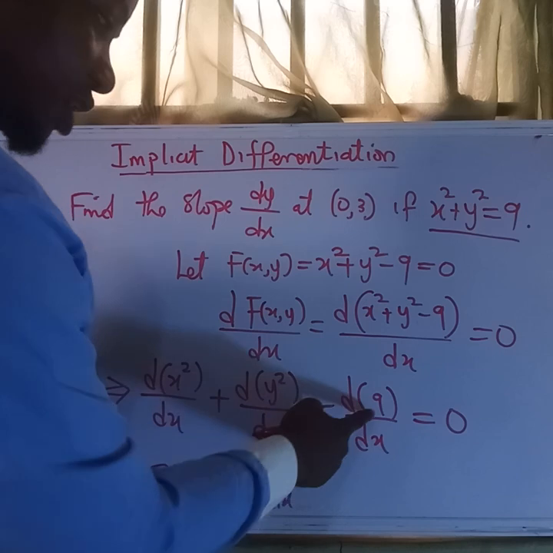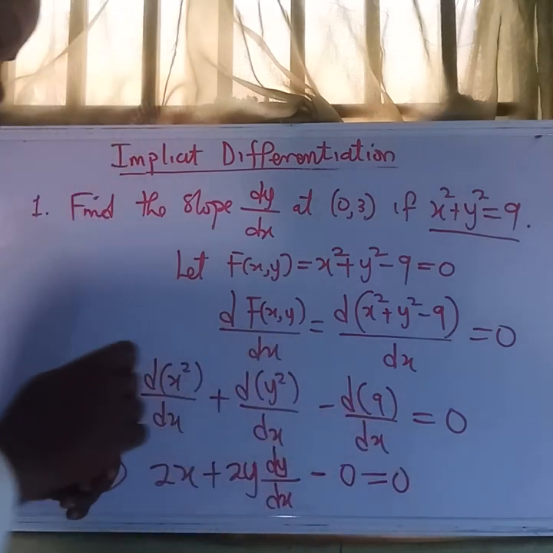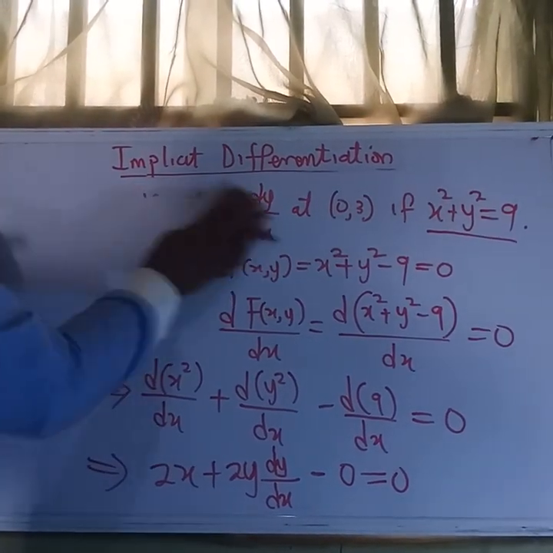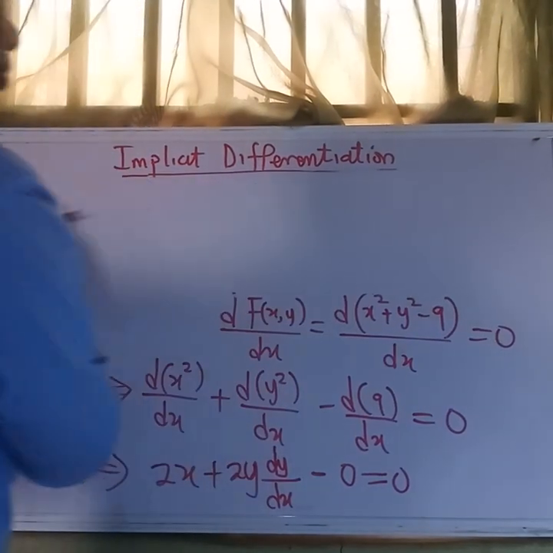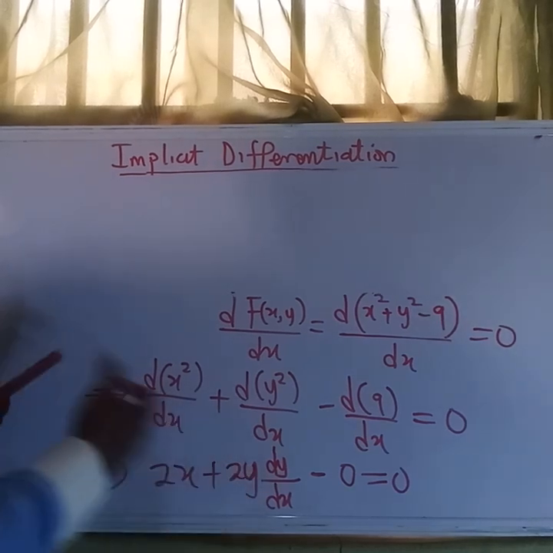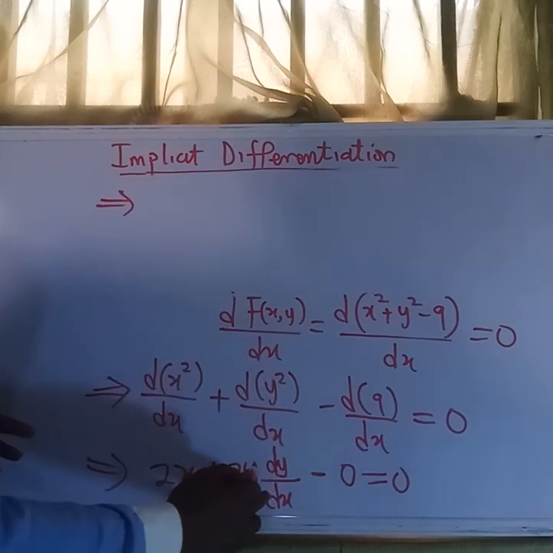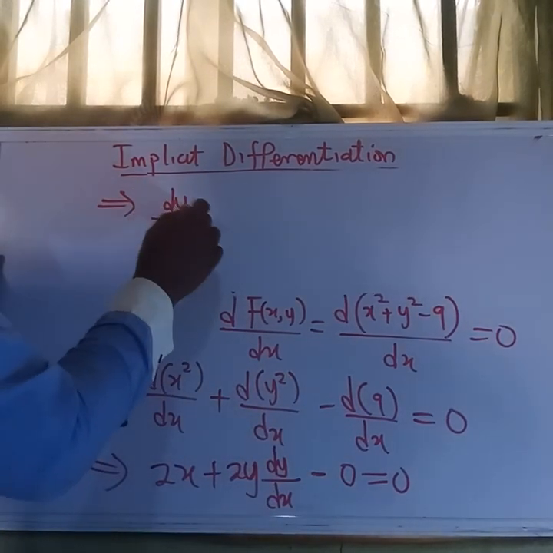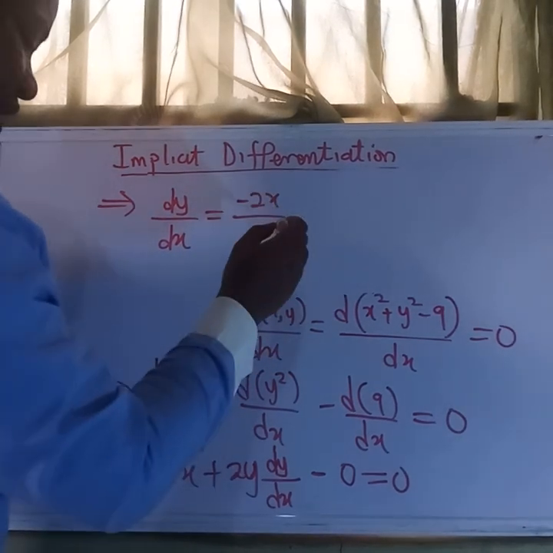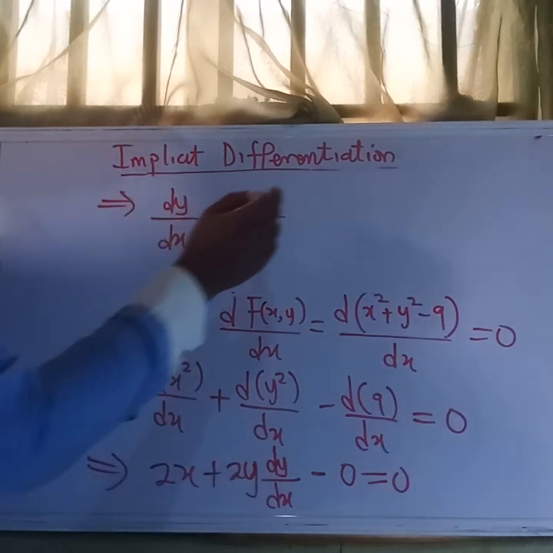So this is a constant, and the differential of a constant is 0. So the next thing is to make dy/dx the subject of the formula. To do that, we take this term to the other side and make dy/dx the subject. So when we do that, this will be negative 2x all over 2y, where 2y is the coefficient of dy/dx, which we are bringing down here.